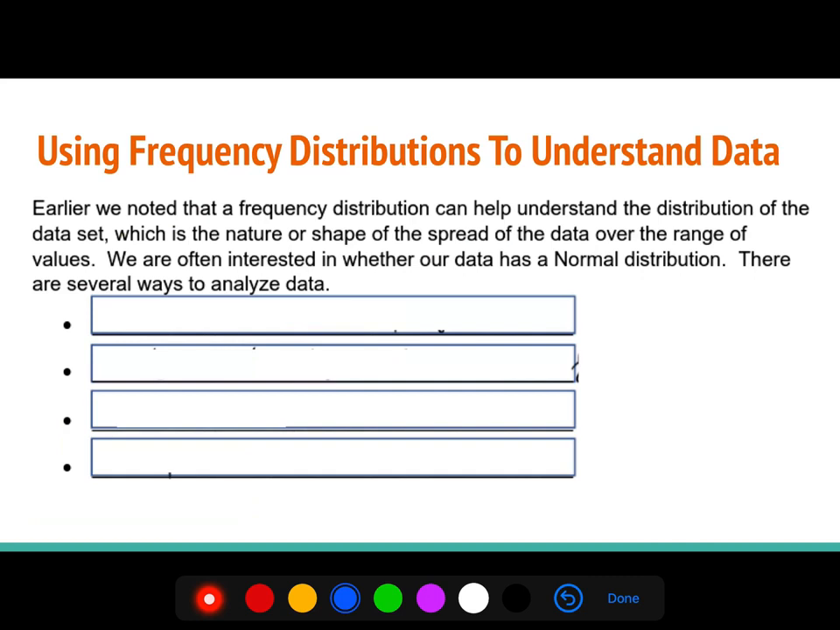Now, we're going to use frequency distributions to understand our data. We want to know the distribution, like the shape, the spread of the data over the range of the values. Sometimes we want to see if it's a normal distribution. That's a bell shape. There are several ways we're going to analyze our data. One is we're going to look to see, is it a normal distribution? That's a very common thing to have, and if we have something that's normal, it makes it easier to predict things.